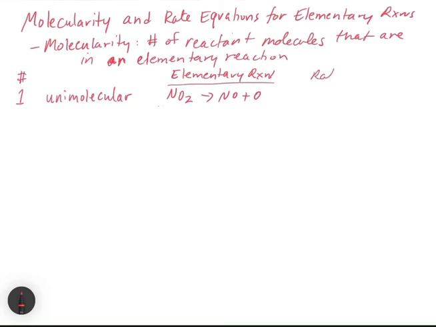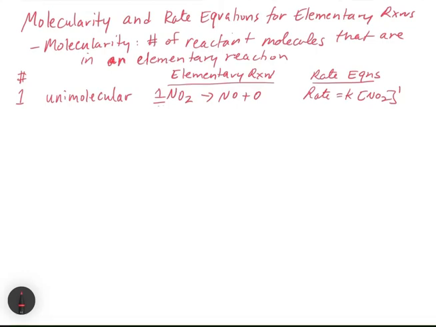And if we want to write rate equations for this, we can actually do that accurately. And I'll explain why in just a second. So unlike with an overall reaction, with elementary reactions, we can actually write a rate equation where we put the stoichiometry as the m or the n. So for this, the rate equation would be rate is equal to K times the concentration of NO2 to the 1. And I'm using the stoichiometry here of the 1 as my m.